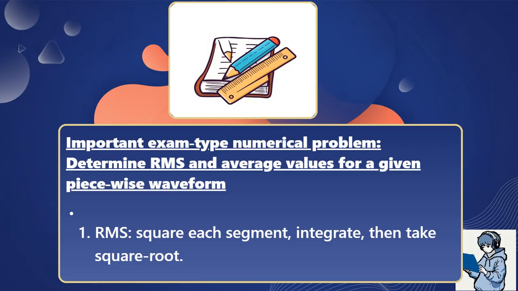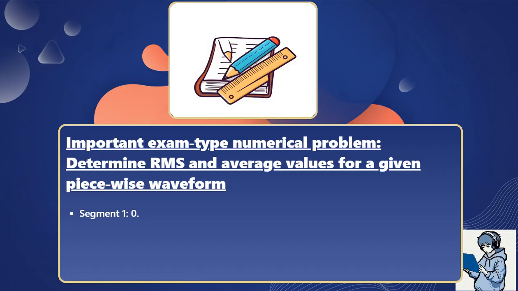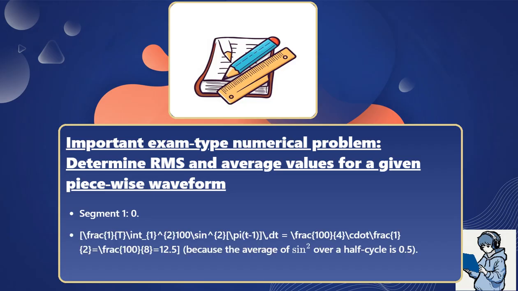2-point RMS: square each segment, integrate, then take the square root. Segment 1: 0. Segment 2: 1 over T times the integral from 1 to 2 of 100 sin squared of pi times (t minus 1) dt equals 100 over 4 times 1 half equals 100 over 8 equals 12.5, because the average of sin squared over a half cycle is 0.5.